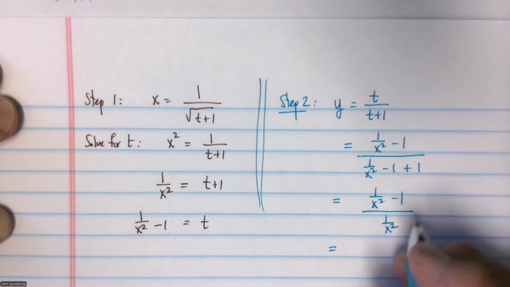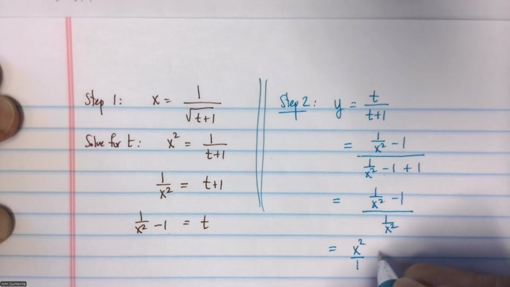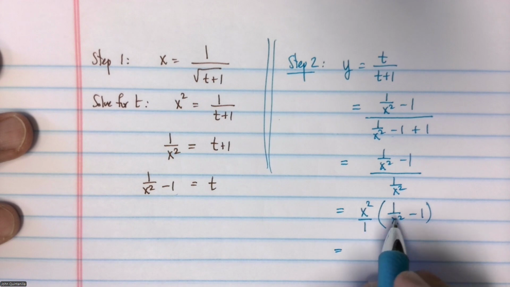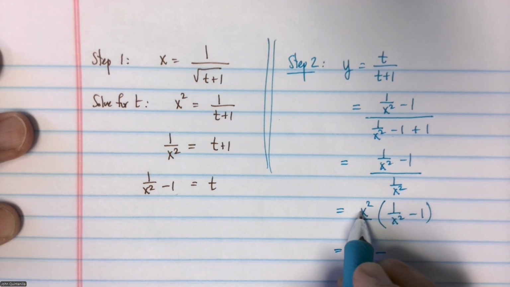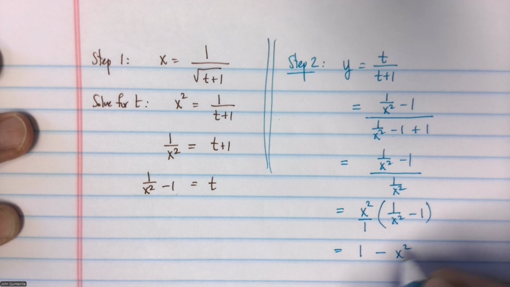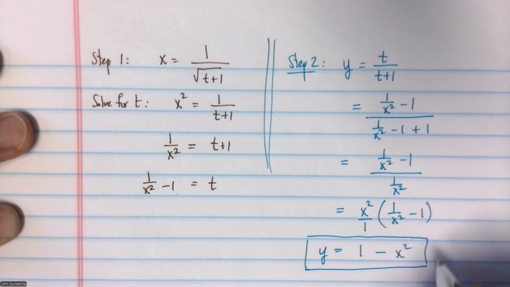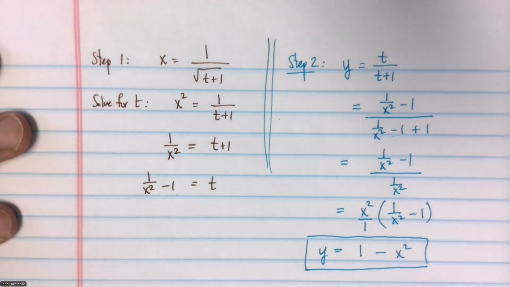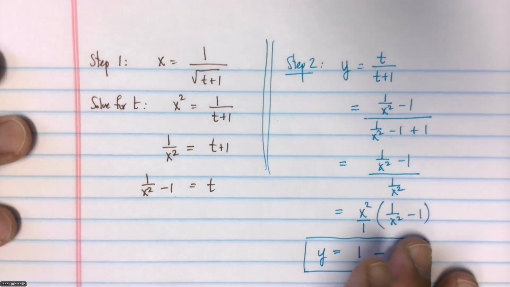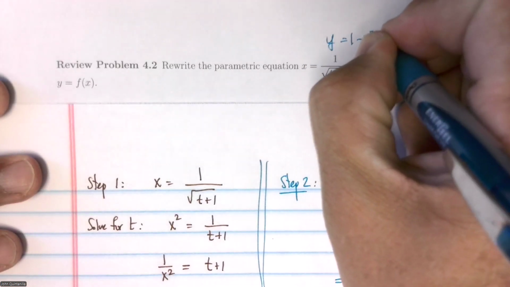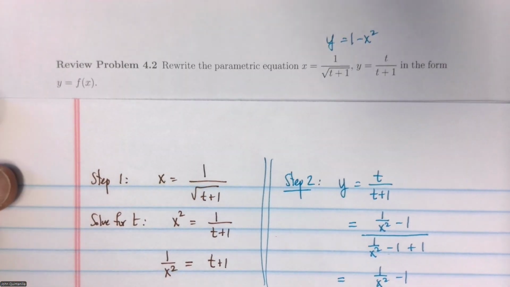Okay, so dividing by a fraction, we get x squared over 1 times 1 over x squared minus 1. And so x squared over x squared, that cancels. And then I also have x squared times 1, so 1 minus x squared. And so there is the form of the solution as y is equal to a function of x. y is equal to 1 minus x squared. And so the answer up here would be y is equal to 1 minus x squared. Okay, now that's it for the problem.